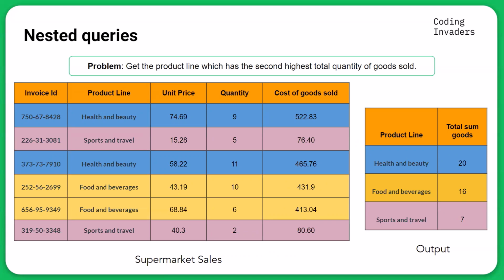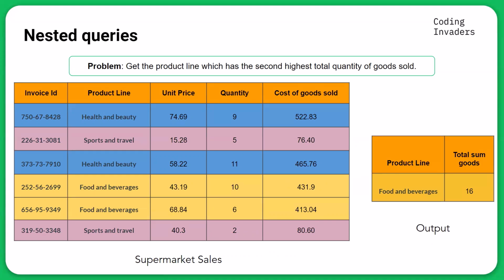Now, as per our question, we need to get the second topmost amount. So, we need the output as just food and beverages, which is 16, the second top product line that has seen the highest total quantity of goods, or the highest sales.